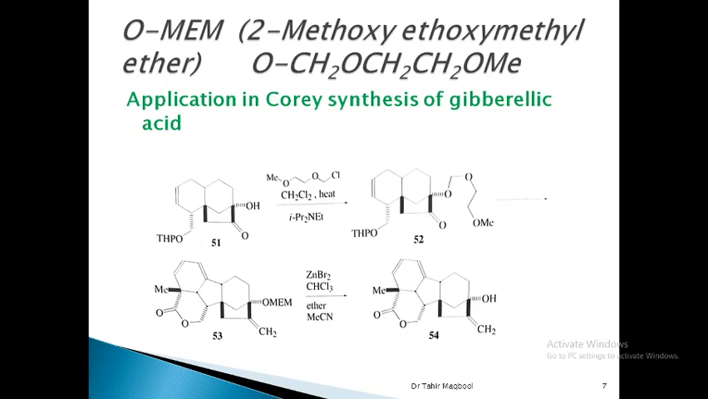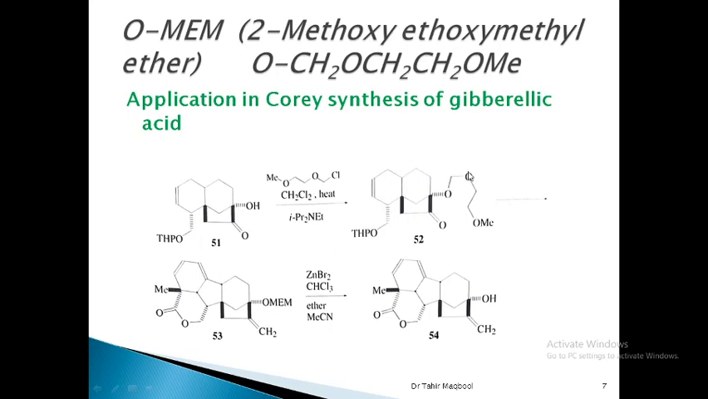As far as applications are concerned, I have drawn one application which has been taken from the Corey synthesis of gibberellic acid. You know about gibberellic acid. It is a hormone which is obtained from plants. Corey used this O-MEM protecting group in order to protect this tertiary hydroxyl group, tertiary alcohol. He treated compound 51 with MEM chloride in DCM, in the presence of Hünig's base, that is ethyldiisopropylamine, in order to get the protection of this hydroxyl group with the MEM group.